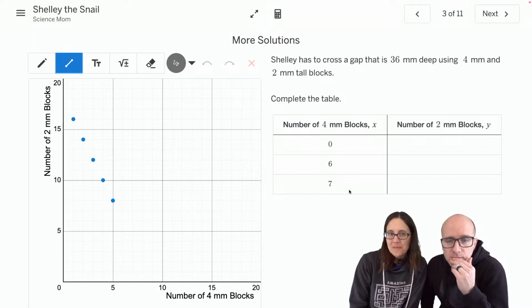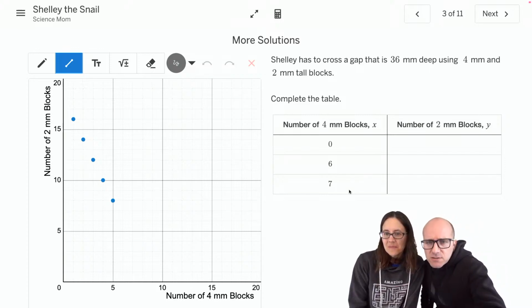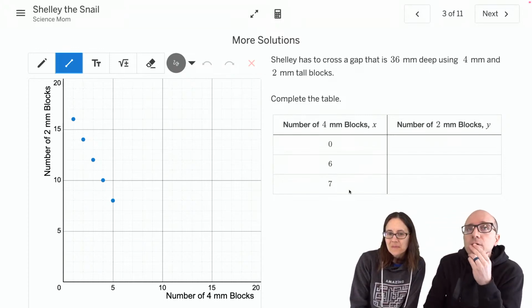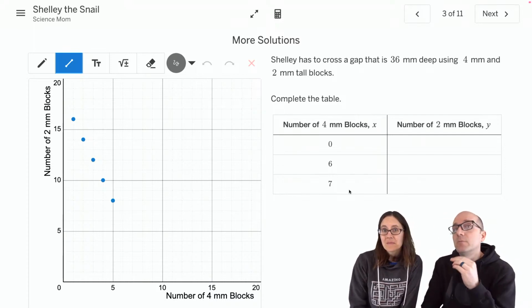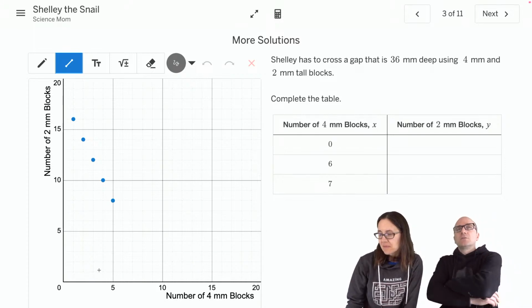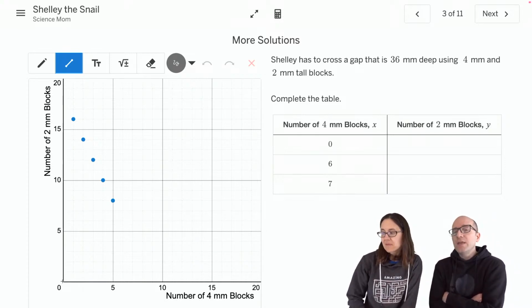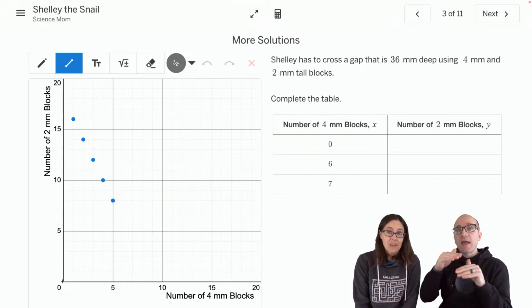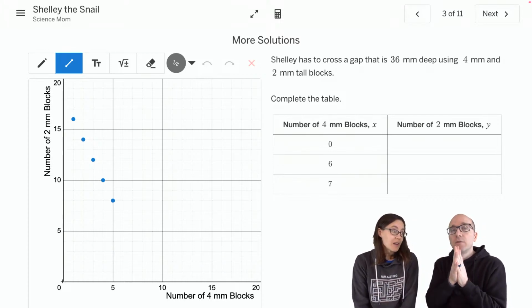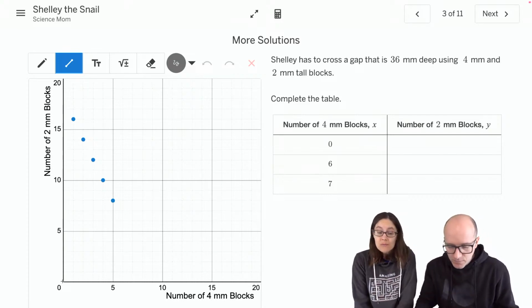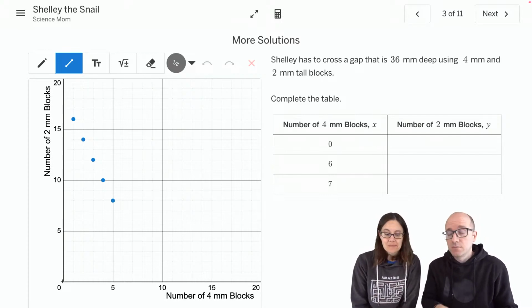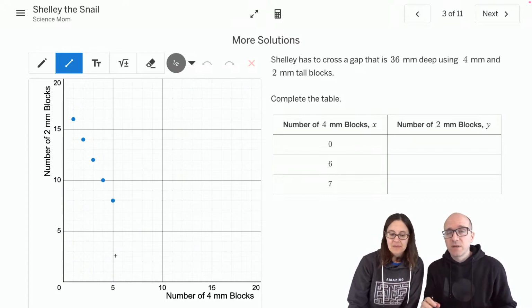Okay, so as I look at my dashboard, I still see some progress, although we're not all the way there, and that's okay. So we had 0 4 millimeter blocks for our first row there. If there were no 4 millimeter blocks and you only had 2 millimeter blocks, and you need to get 36 millimeters high, we need a total of 36 millimeters high. 36 divided by 2 is 18. That's exactly right. So if I just write that out, 36 divided by 2 is 18.